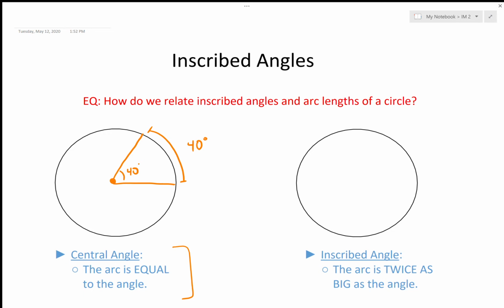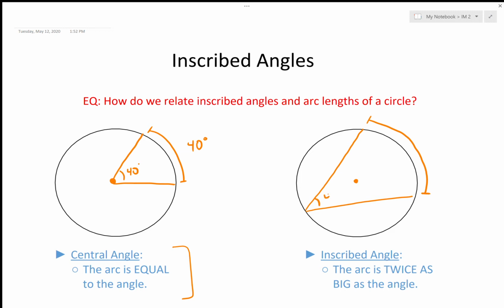Now, inscribed angles don't touch at the center. Sometimes they may pass through it, but they don't start there. So let's say we have an angle that looks like this. It still opens up and creates an arc. You still see that pizza shape from here to here. You got the crust. This time, the inscribed angle, the arc is twice as big as the angle.